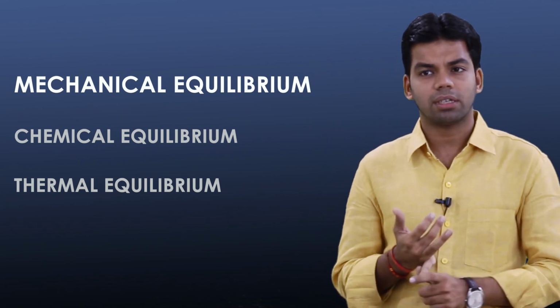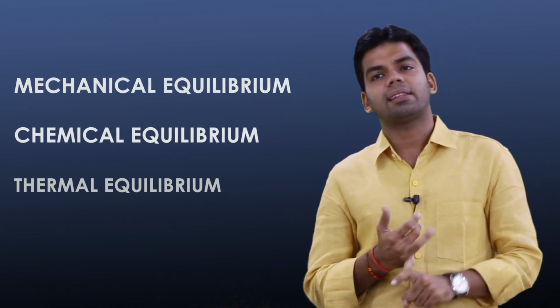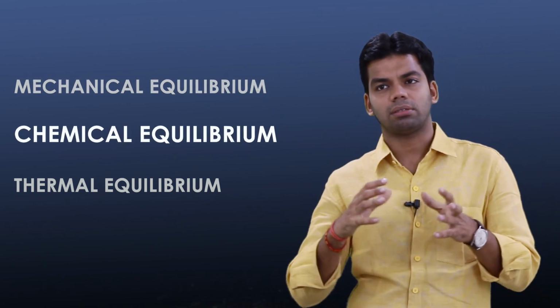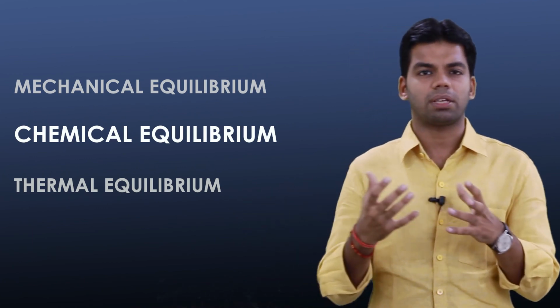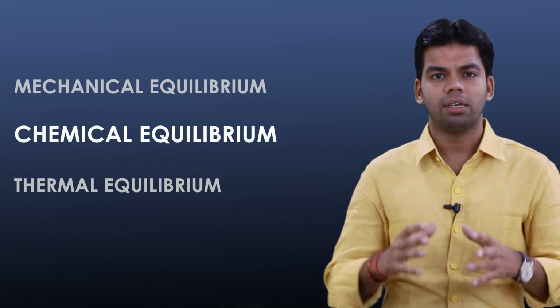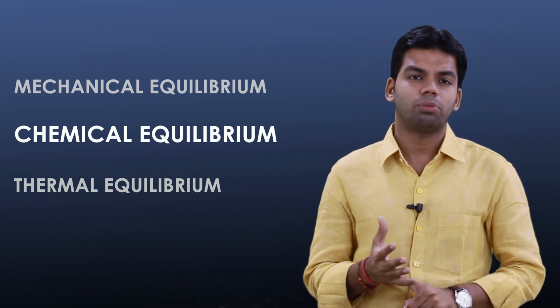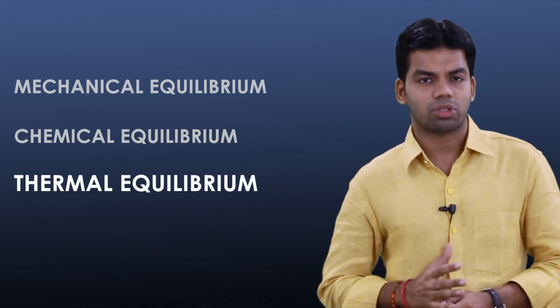So the very first thing, it should satisfy mechanical equilibrium. Second thing, it should satisfy chemical equilibrium. Okay, that means in chemical equilibrium, as we know, the forward reaction rate should be equal to the backward reaction rate. No further chemical changes should take place in that particular system. And third, it should be in thermal equilibrium. That means the temperature of the system will remain constant.